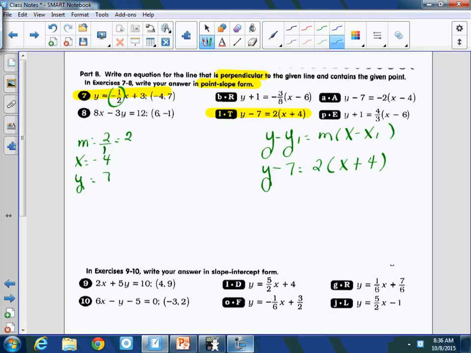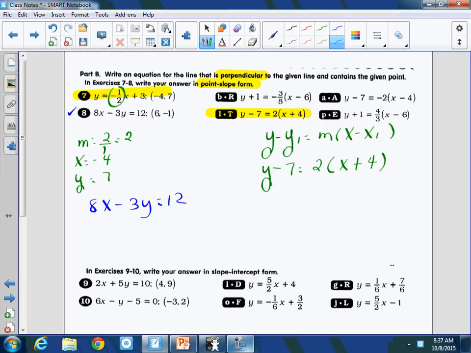All right, I'm going to do the second one. So I need a slope. That's my first one. I need a slope and a point. I already have the point, but I don't have the slope for number 8. But we can figure it out, right? Because we can solve for y and figure out what the slope is. So let's do that. 8x minus 3y equals 12. Let's solve for y, so that we know what the slope is.